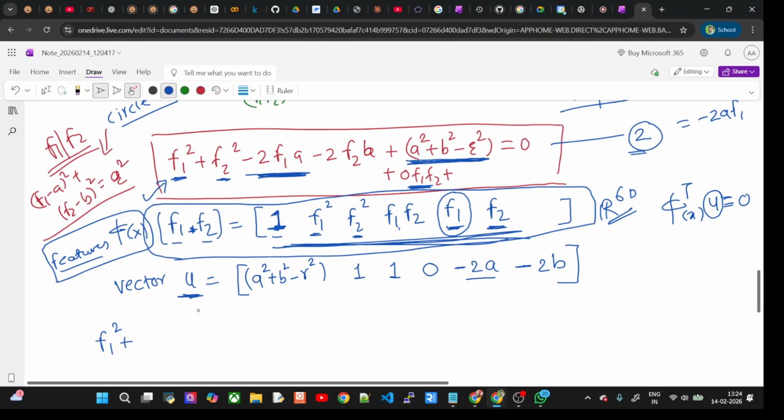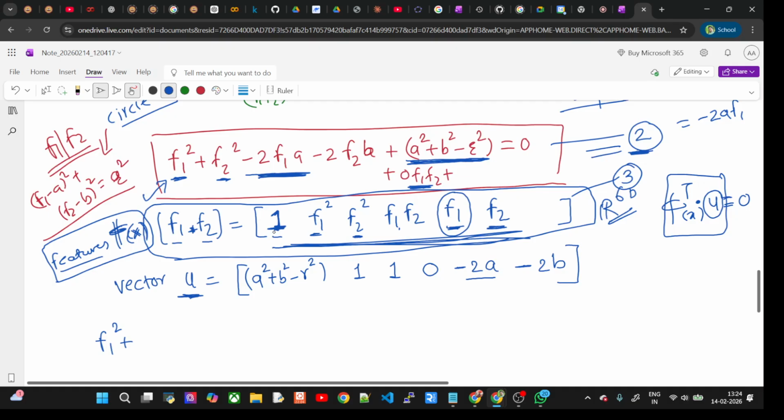Now you are interested in getting the equation number 2. How do you get equation number 2 from this feature map? You multiply the feature map. The feature map is phi of x, which is 1, f1, f2, and so on; maybe I will write this as equation number 3. This is the feature map for 6 dimension. You multiply that with some vector u, and you will get equation number 2.